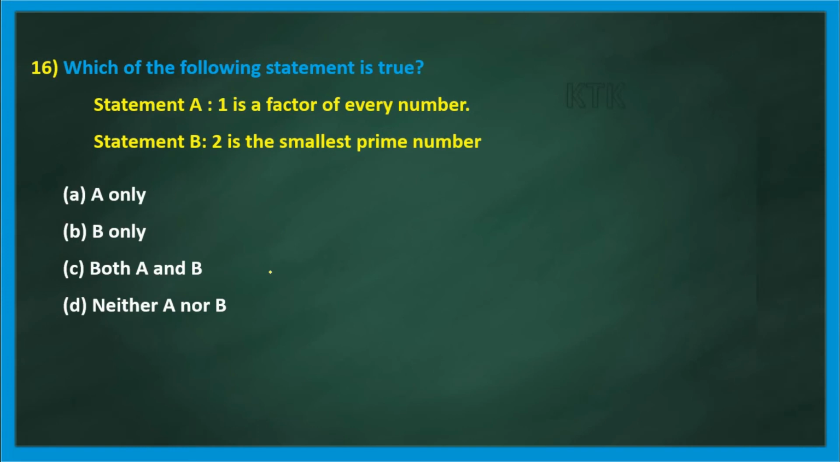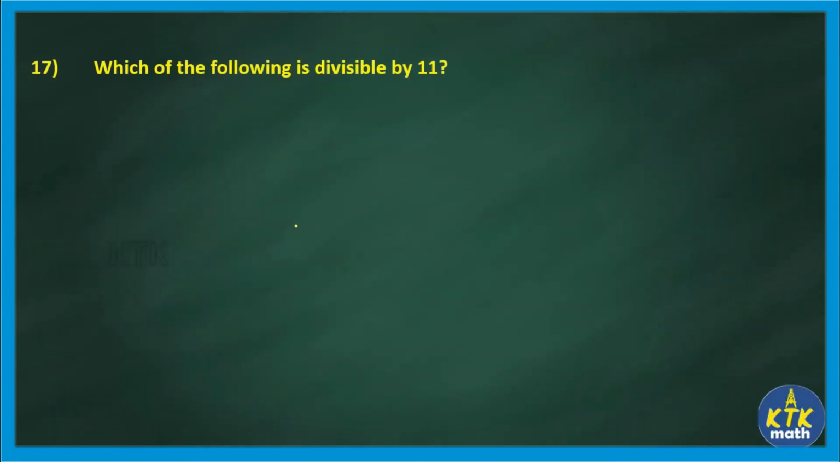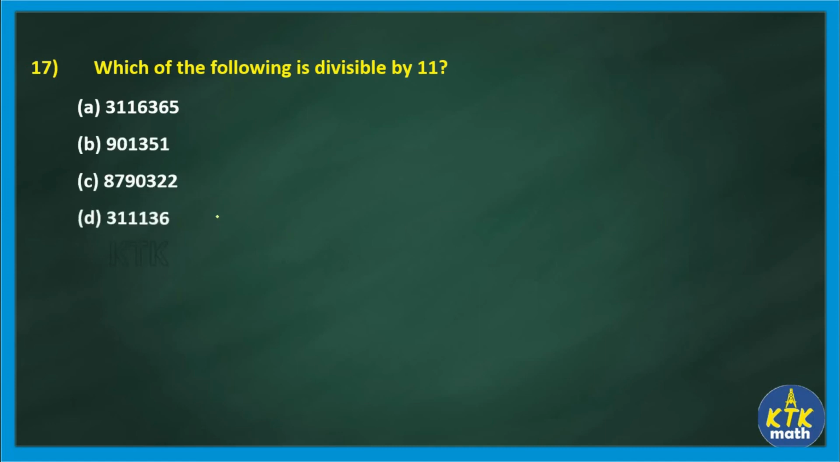Now question number 17. Which of the following is divisible by 11? So divisibility by 11 is again going to be an interesting task for us. You are going to sum the alternate digits and find the difference. So 3, 1, 1, 6, 3, 6, 5. I'm going to check with each and every option.